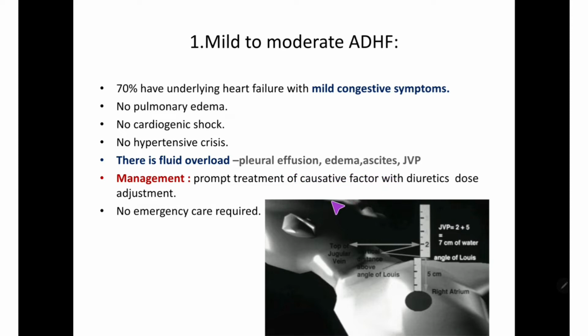Management of this type of heart failure is by prompt treatment of the causative factor which is causing these mild congestive symptoms, and also with diuretics we can manage this condition. We have to adjust the dose of those diuretics. In this type of condition there is no emergency care required.